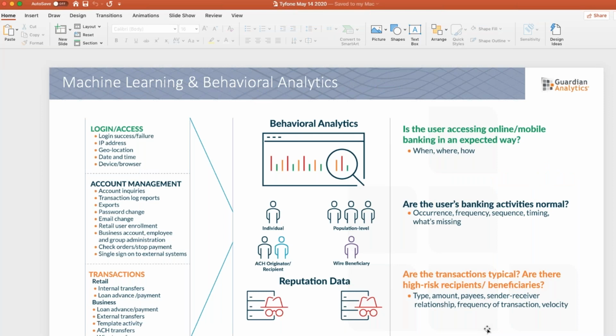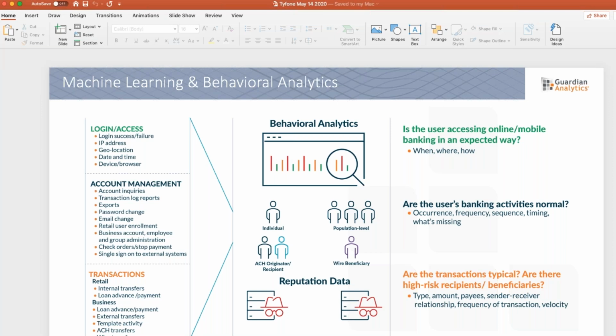So I want to explain a little bit about machine learning and behavioral analytics, because this term may sound very foreign to many people. What it really means is that we look at an individual's or account owner's behavior by looking at a variety of data elements that illustrate how they're using the digital banking system and what kind of payments or activity they perform.